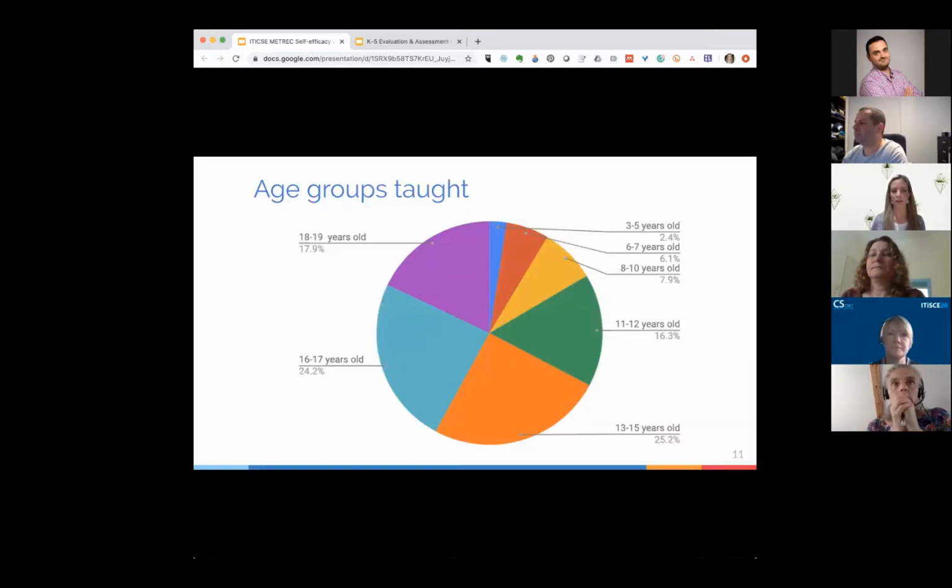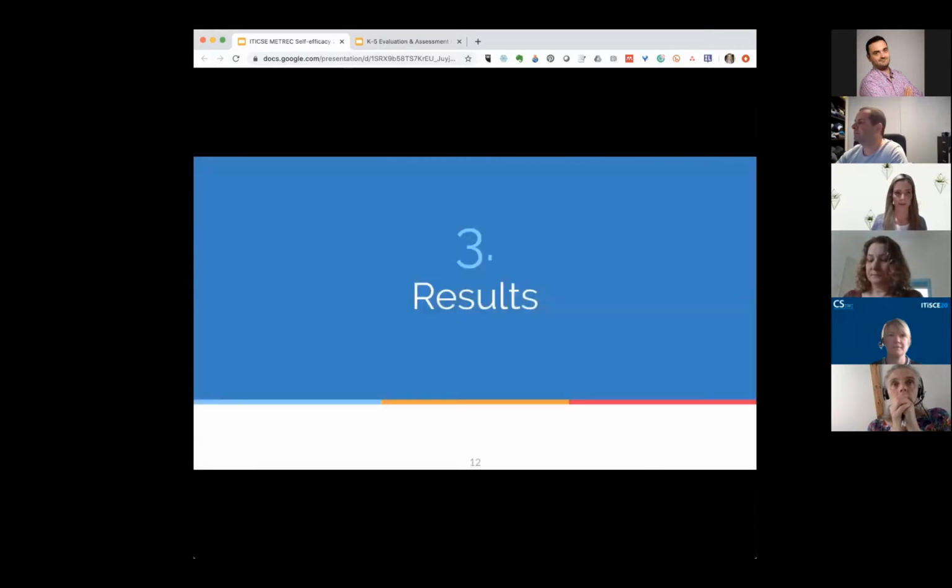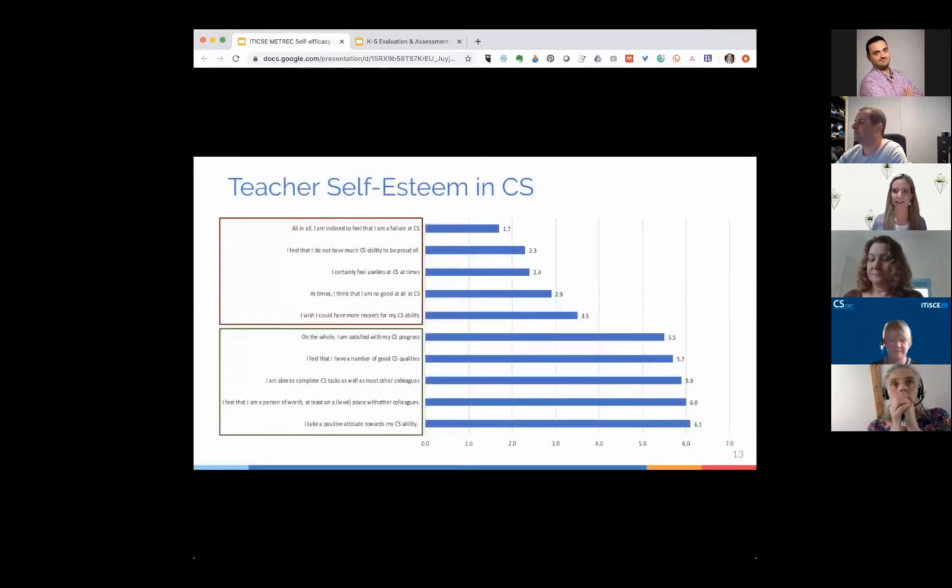So participants could tell us which year levels they were teaching in, and so we put them into either primary or secondary. The majority of respondents were found to be teaching across middle to secondary years, with some working with the early to primary years. So we'll just have a look at some of the results.